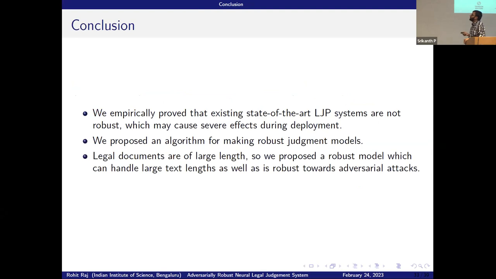The conclusion is that we used state-of-the-art models and tried to find whether they are robust or not. We found that existing models like BERT or RoBERTa are not robust under some adversarial attacks. We proposed an adversarial training mechanism for that, and for handling long text, we used HBERT.